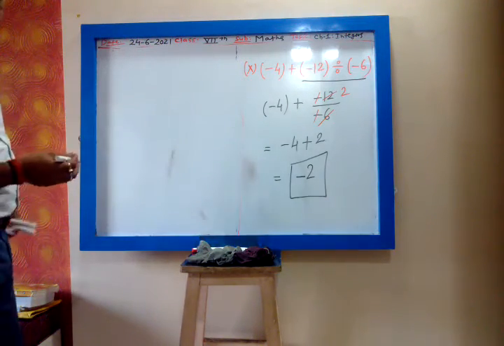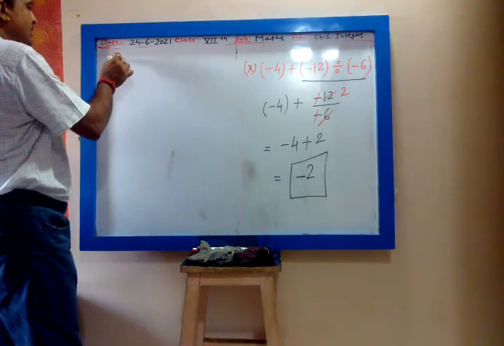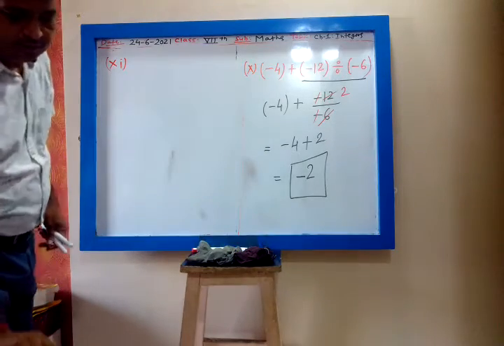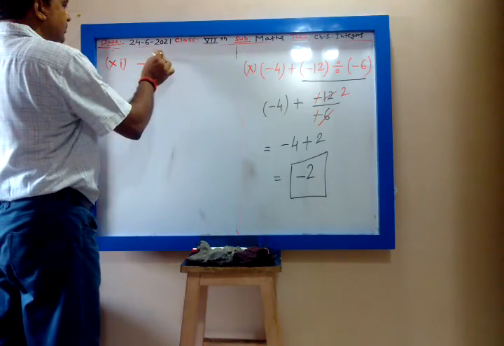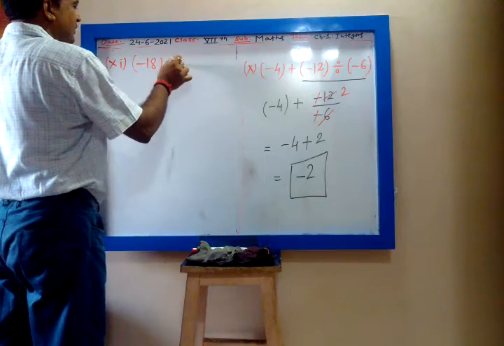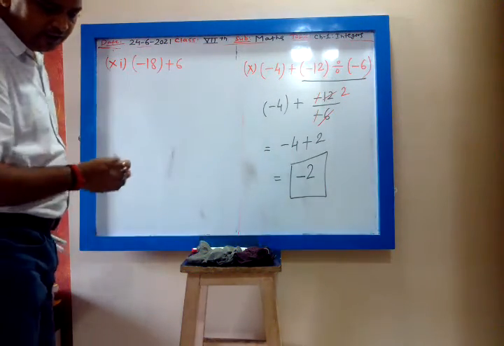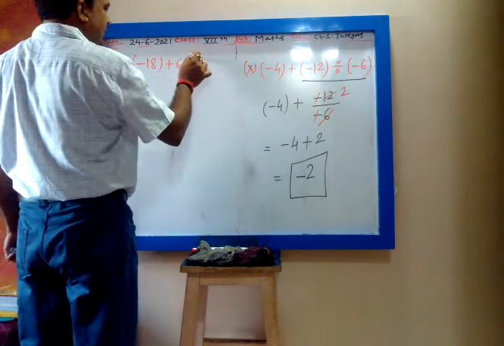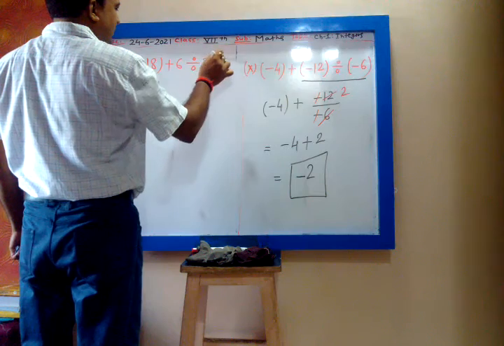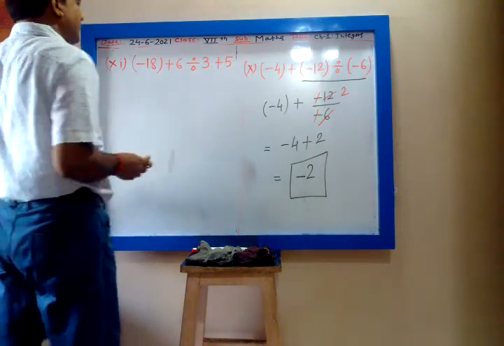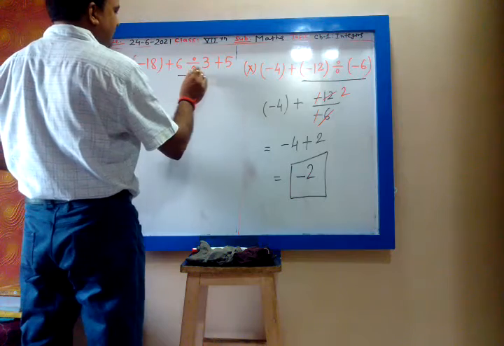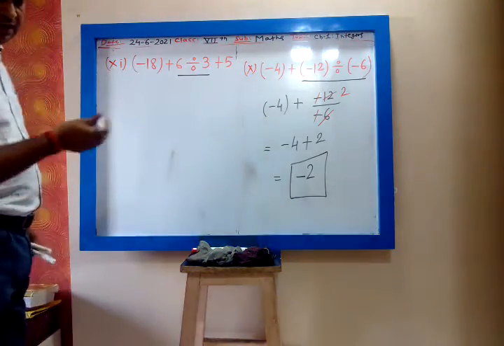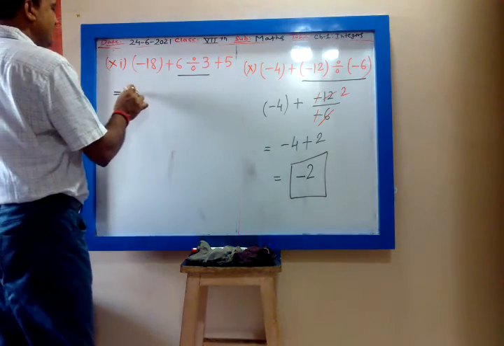Now 11th one, minus 18 plus 6 divided by 3 plus 5. Now according to BODMAS, first we perform this division. So other numbers we keep as it is. So minus 18.